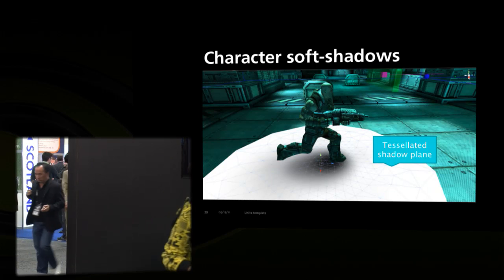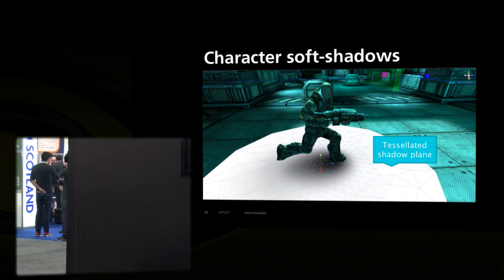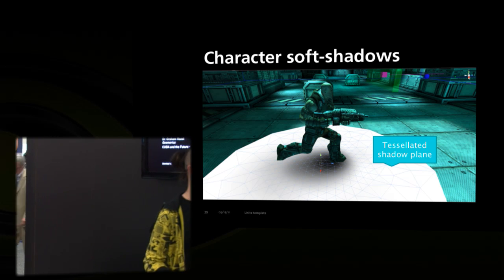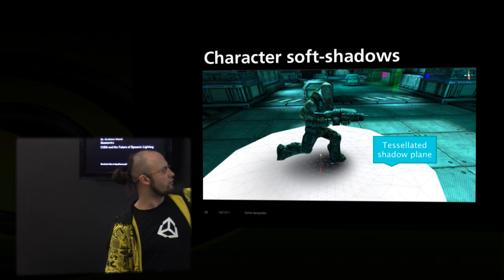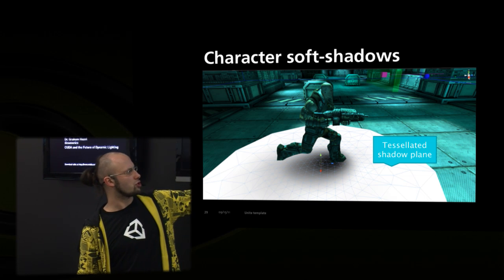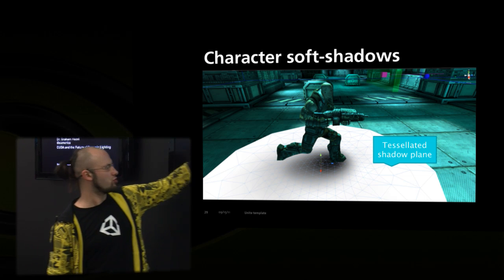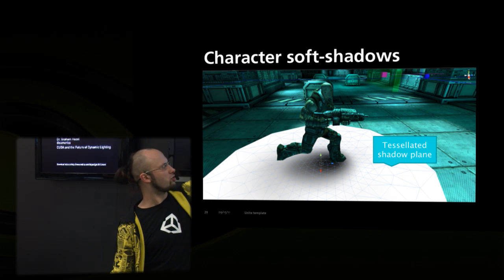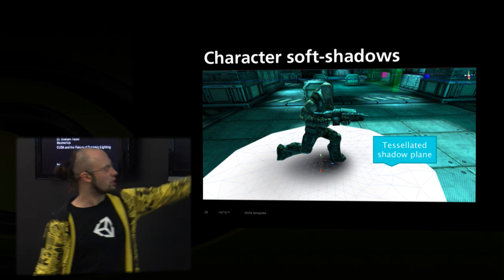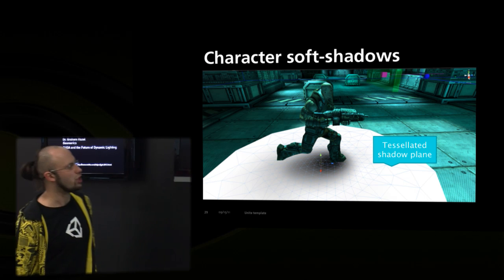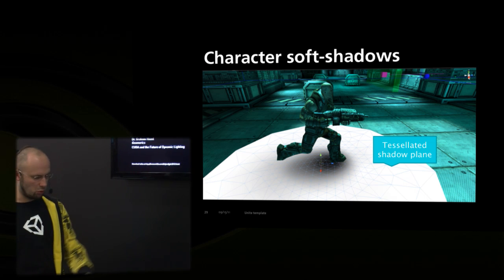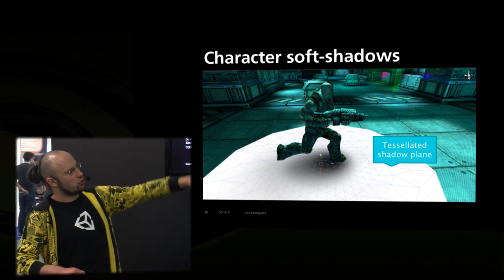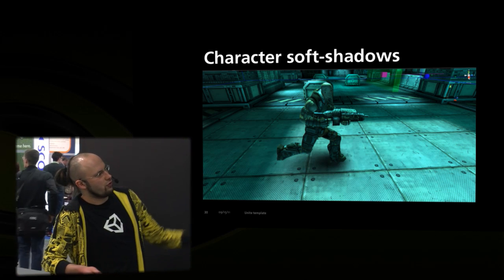Here you probably see there's a plane below the character. It's manually pre-tessellated, so there's a bunch of vertices. Every vertex calculates how much it is occluded by the 3 spheres. The spheres are attached to every leg and to the torso as well. So you get this nice, soft shadow look behind the character. That plane is always walking with the character and is just blended on top of the environment.